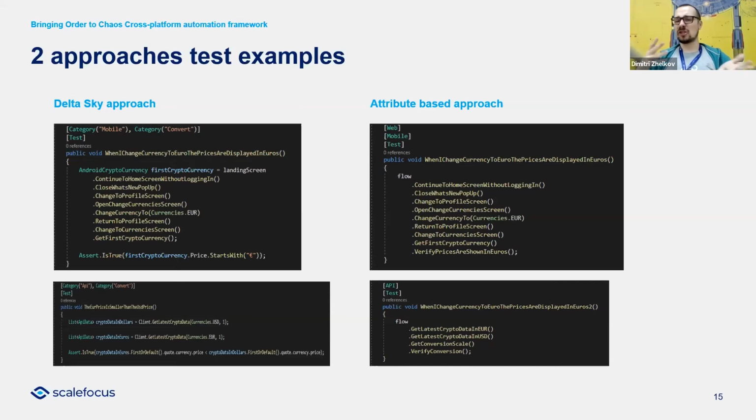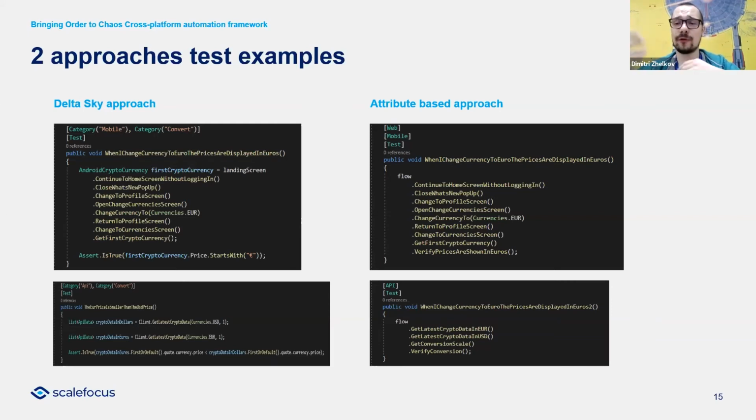This is pretty simple. We want to change the currency from euros to dollars, and from dollars to euros. Let's first start with the attribute-based approach. We go to the screens, we change the currency to euros, then we go back and check that the prices are actually shown in euros. And we check the prices themselves.